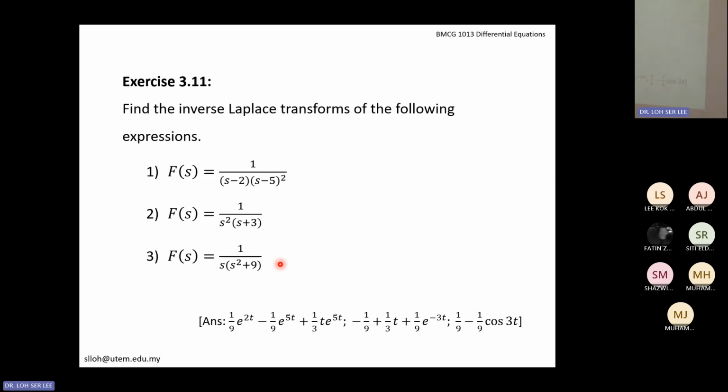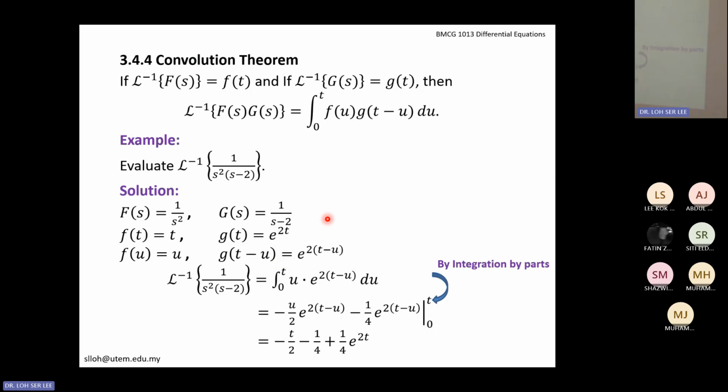And for the convolution theorem, because of the aircon issue, I think all of you want to rush out from this classroom. So I think.